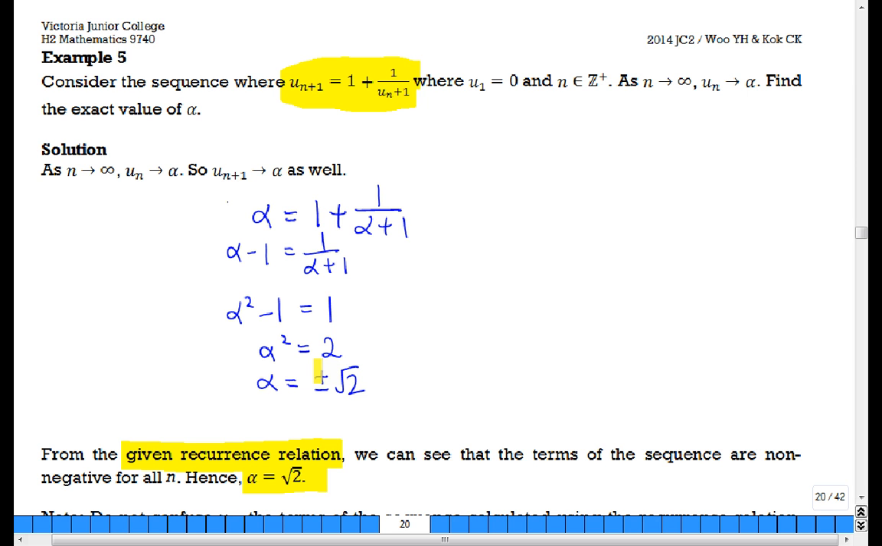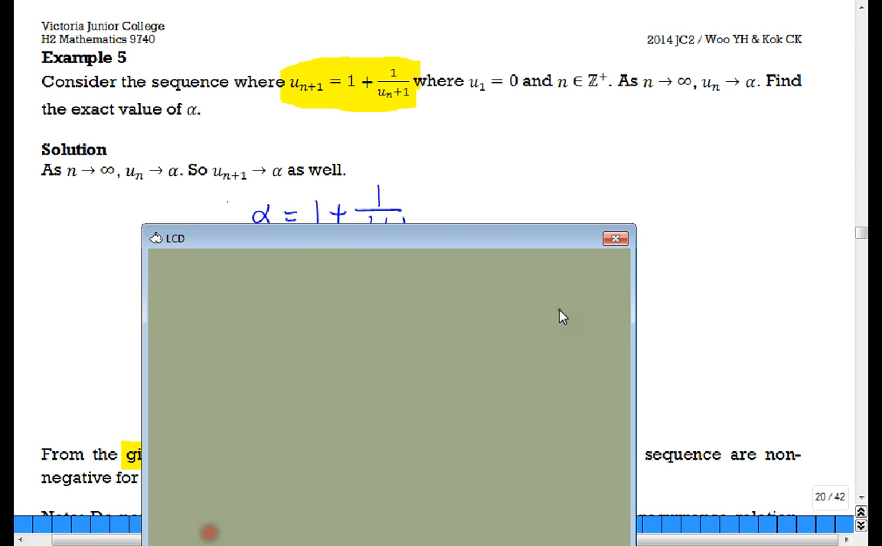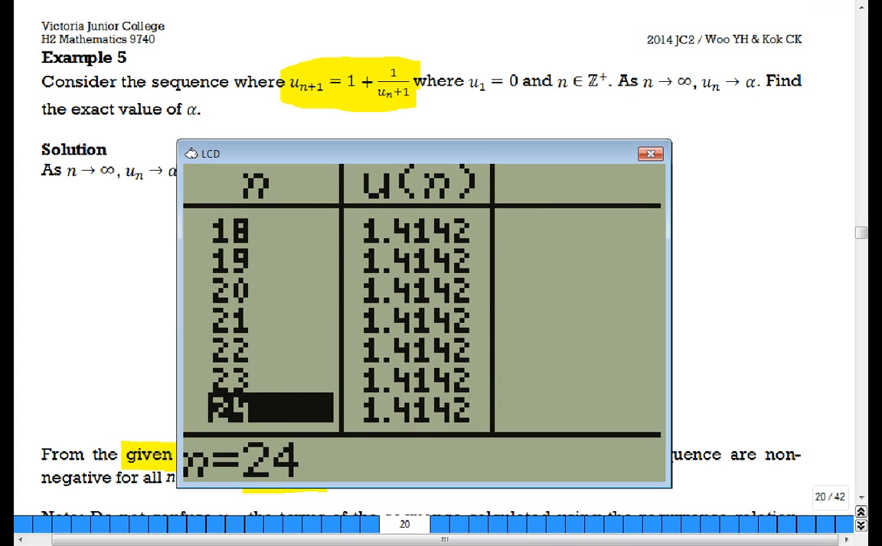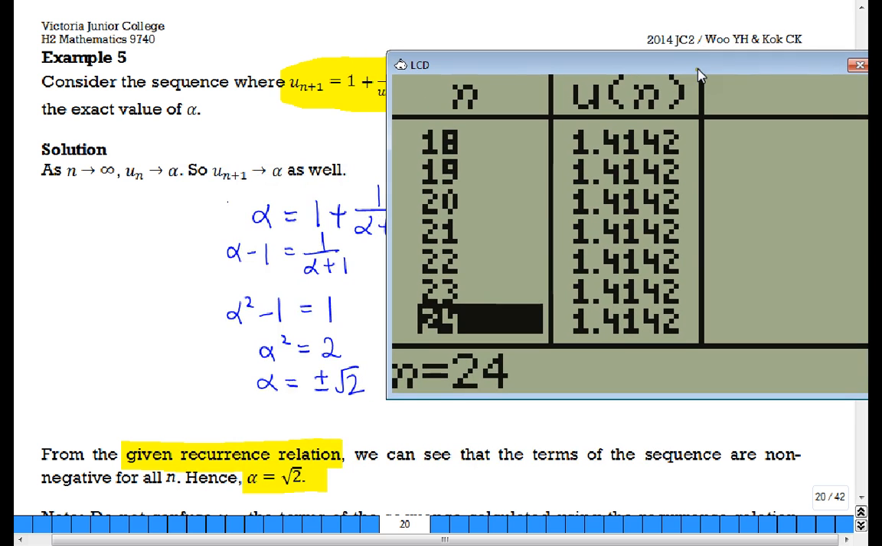The second way is this. By GC, if you enter the recurrence relation in your GC, you should see a number that un tends closer and closer to as n gets larger. And this number is a positive number. So you can actually say by GC, reject negative root 2, accept root 2. Just by GC. So there are two ways.